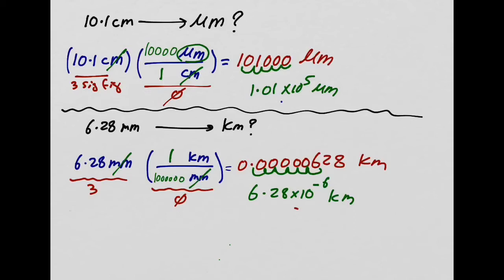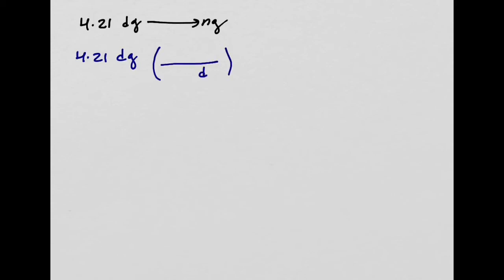Okay, I think we should do one more. What do you think? I think we should do one more before we move on. Here's the next one. 4.21 decigram converted to nanogram. Okay, don't forget, pause my video, and then do this. So I have 4.21 decigram, and I don't want deci, so it's going to go down here. What I want is nanogram. You guys are following me so far?